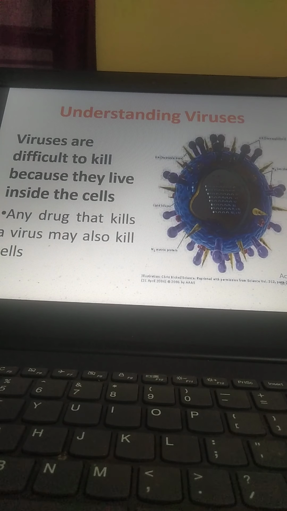Viruses are difficult to kill because they live inside the cell. Any drug that kills a virus may also kill cells. So specificity is very important. Once we use a drug for viruses, it should kill the virus, not the human being. It should affect the virus, not the human being. As you have gone through antifungals and antibiotics, with viruses also we should have specificity of the drug.